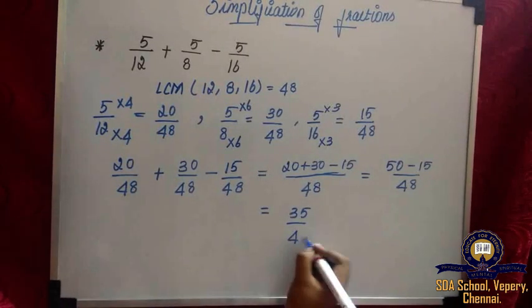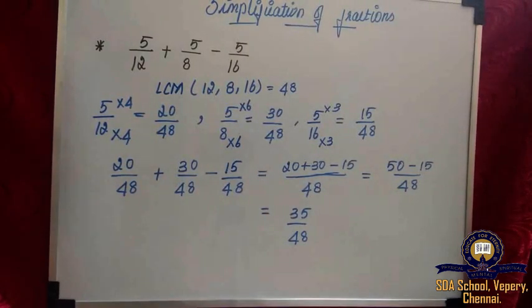by 48. So we have obtained a proper fraction, so we don't need to convert it into mixed fraction. So the answer is 35 by 48. So we have simplified the fraction and we have obtained the answer to be 35 by 48.